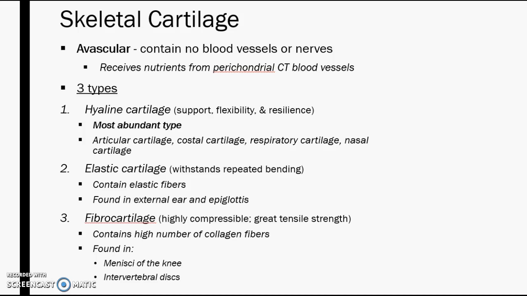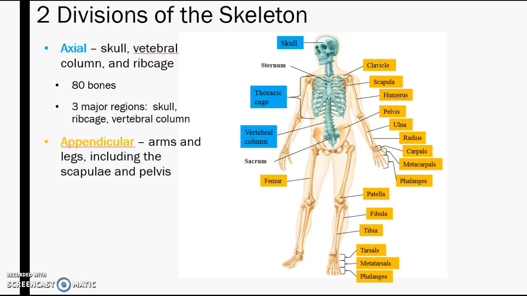And then there is elastic cartilage, which, just like the name, is very flexible. It withstands much repeated bending. We find that in the ear. An epiglottis has a lot of elastic fibers. And then there is fibrocartilage, very highly compressible, has a great tensile strength, so very strong, not as flexible as the others, lots of collagen fibers. We find that in the knee, in the menisci, and in the intervertebral discs.